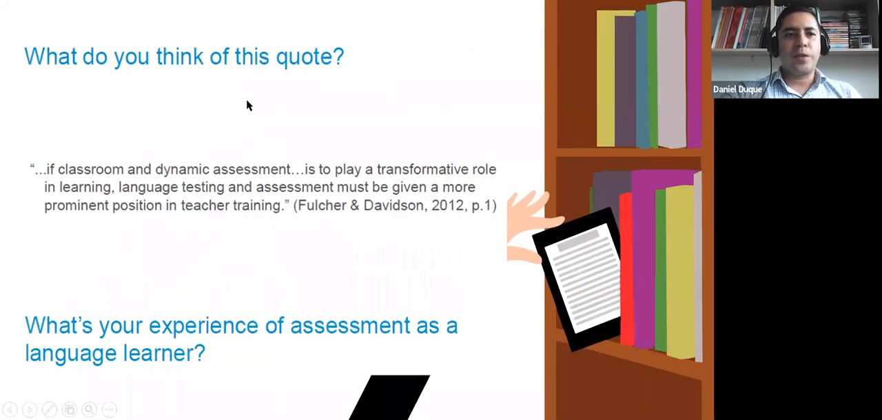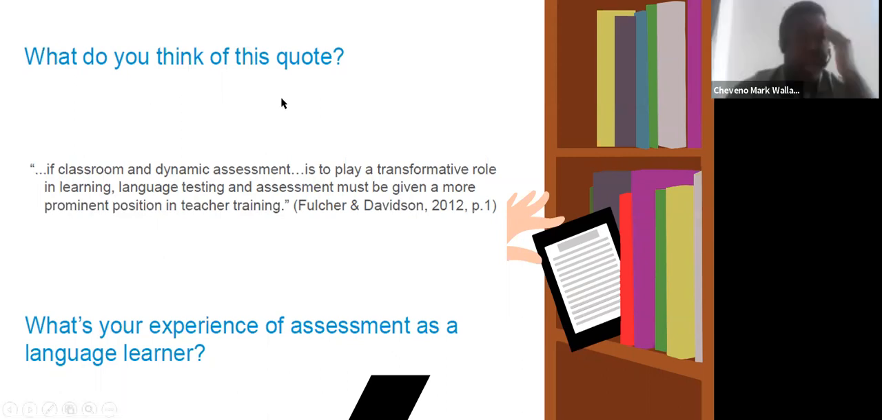So I want you to analyze this quote. Chevy, can you please help us by reading this quote on the screen? Sure. If classroom and dynamic assessment is to play a transformative role in learning, language testing and assessment must be given a more prominent position in teacher training.